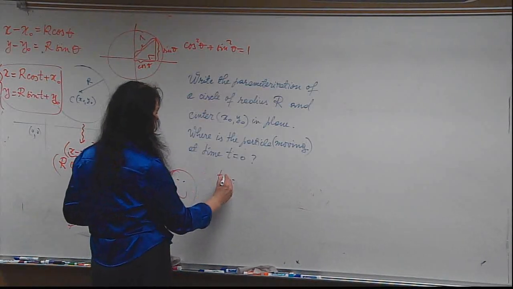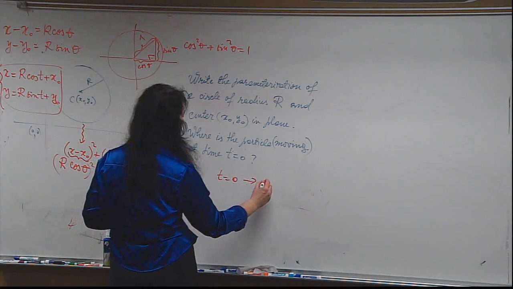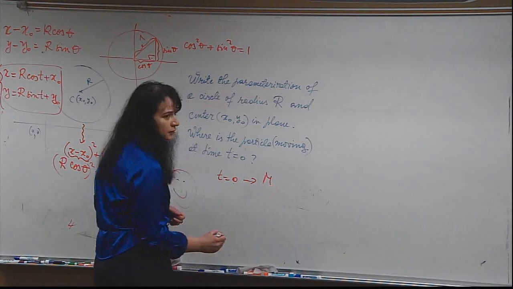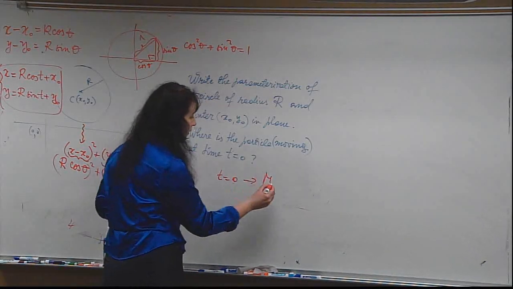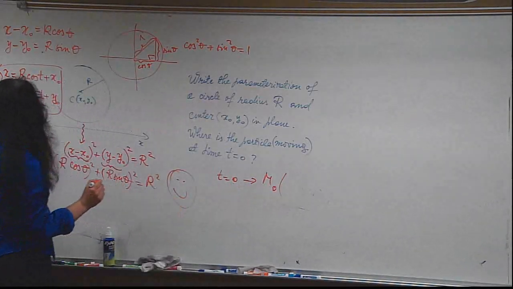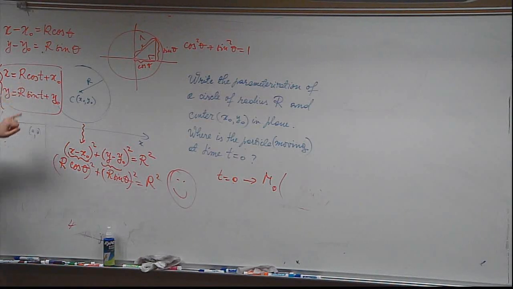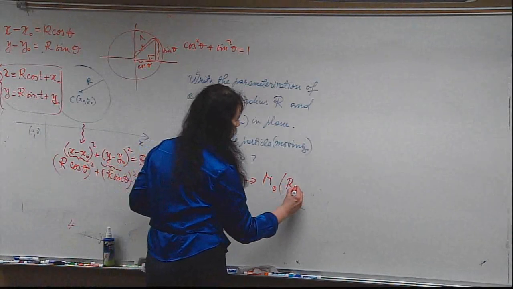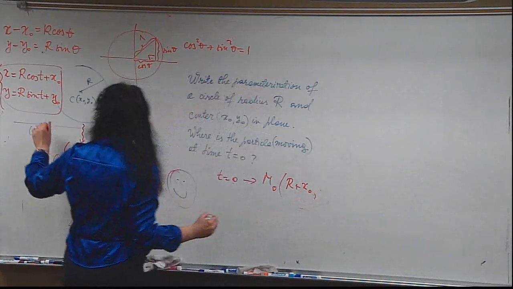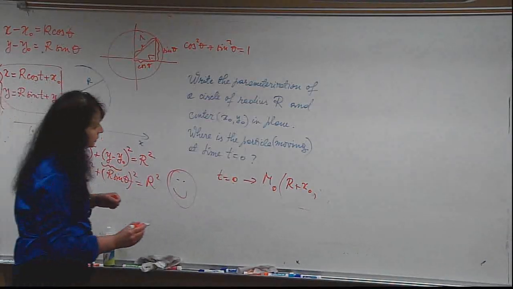And at time t equals 0, you have m, do you want me to call it m0? Yes, from my initial. m0 is, for t equals 0, you're going to have r plus x0. And for t equals 0, you have y0.